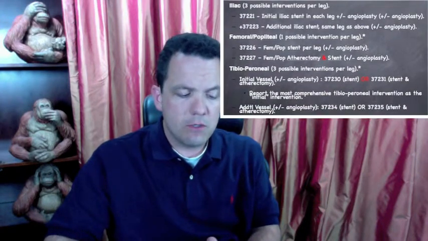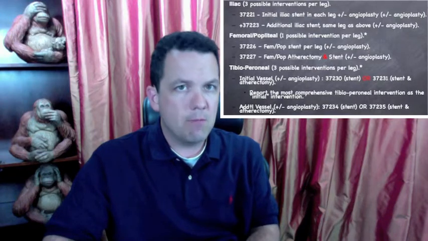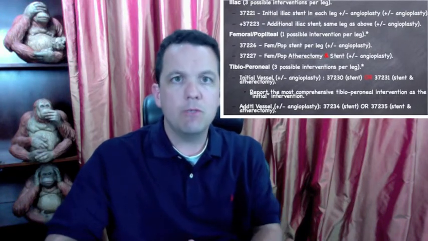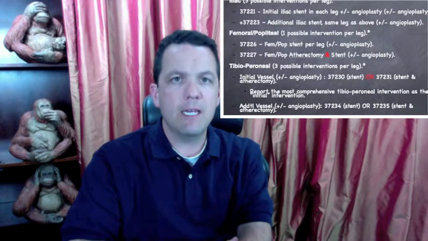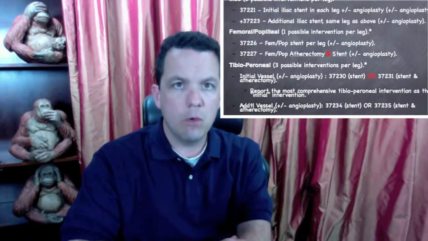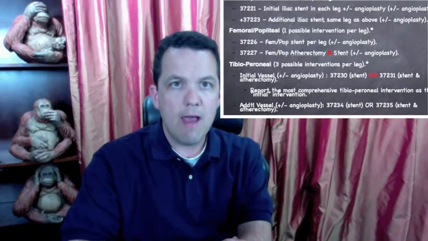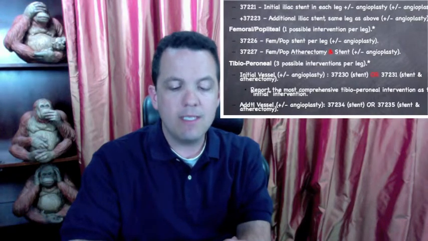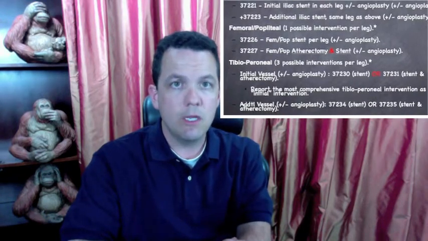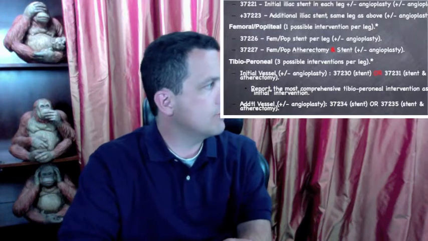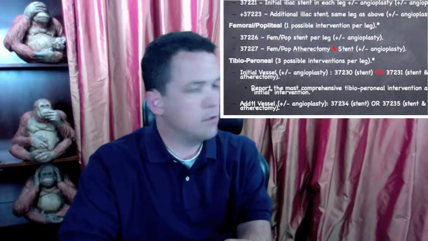However, when we get down into that FEMPOP distribution, there's a little bit of an exception for atherectomy procedures. So in the FEMPOP distribution, as I mentioned, there's only one recognized vessel. So no matter what the scenario, we're only going to be able to report one atherectomy or one stent placement in that entire distribution. However, you'll see that there's two codes here, 37226 and then 37227.